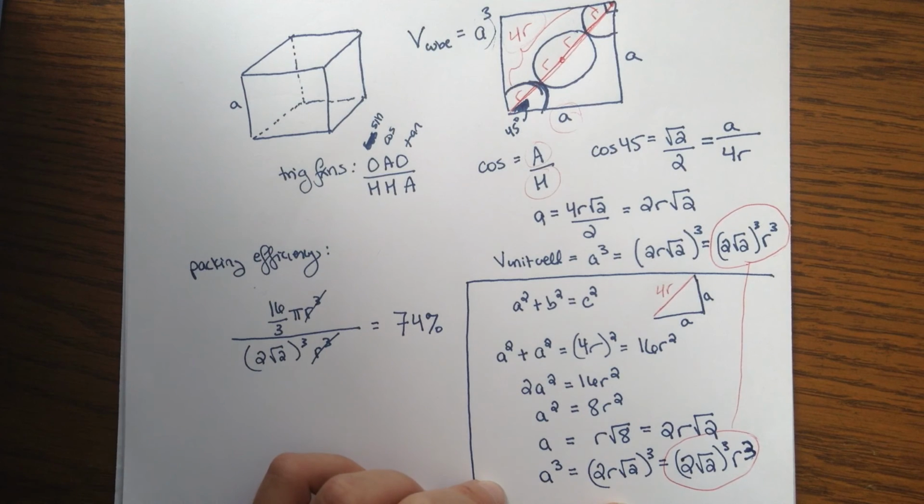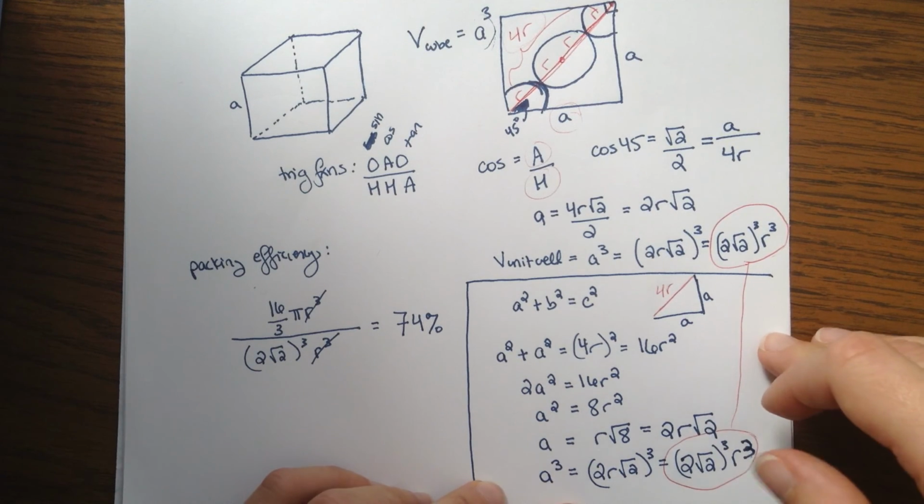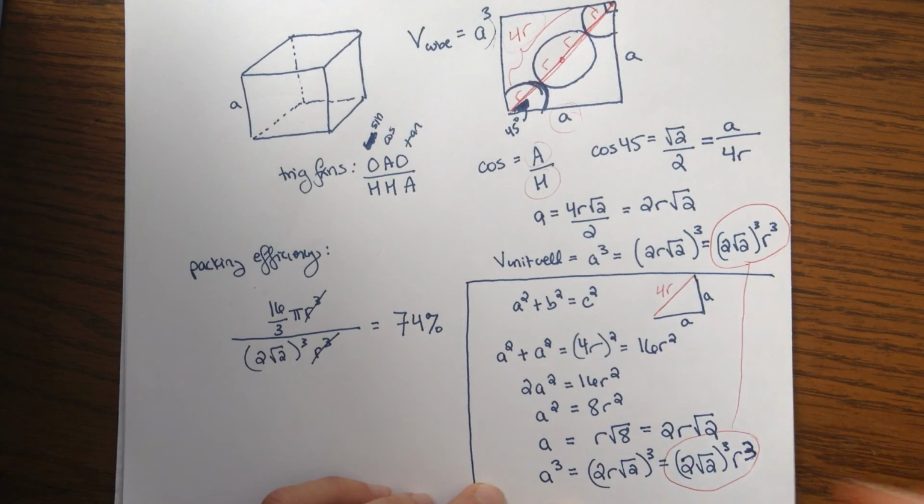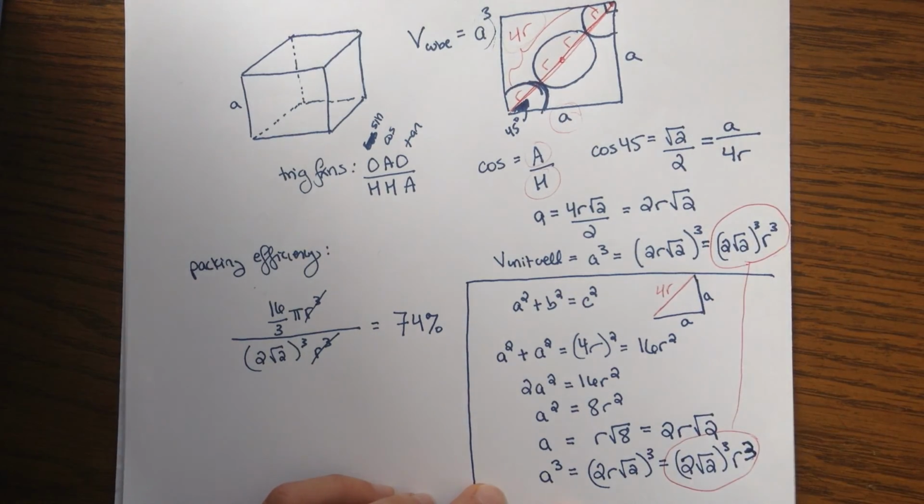And look, same exact thing. So if using the Pythagorean theorem here is easier to understand for you, use the Pythagorean theorem. If using trig functions is easier to understand, do that. Either way, you should end up at the right place at the very end.